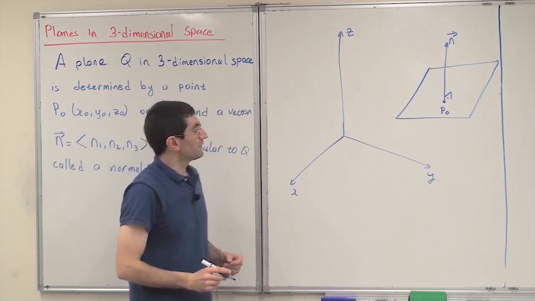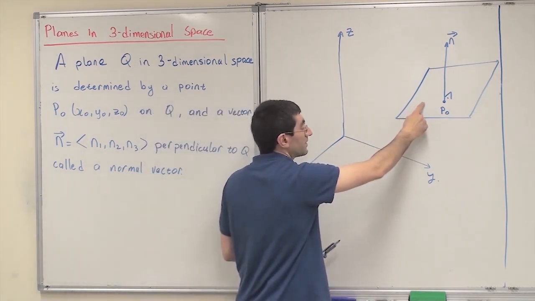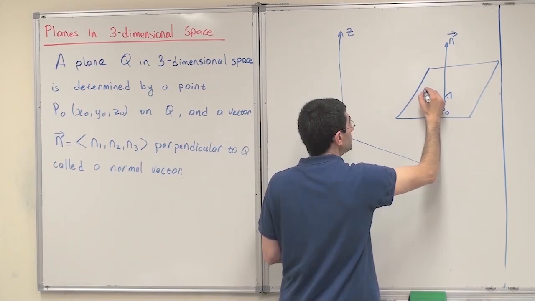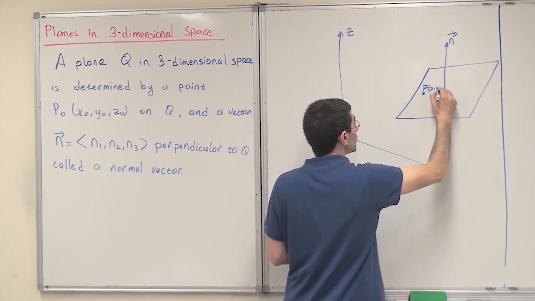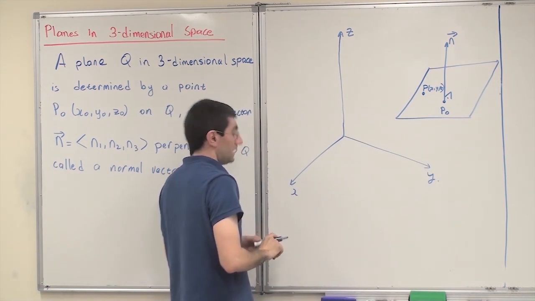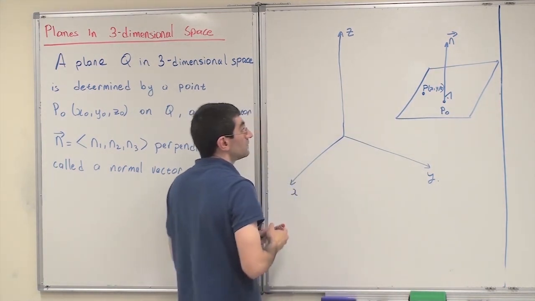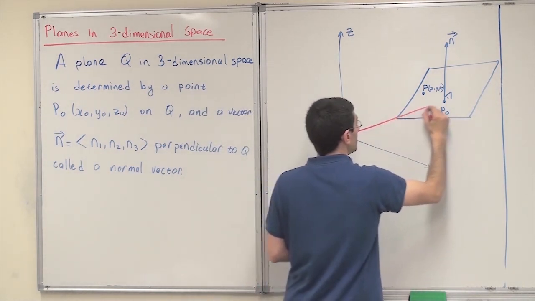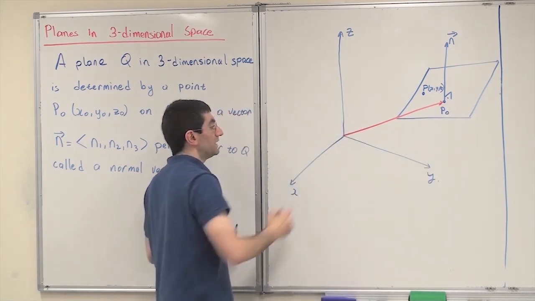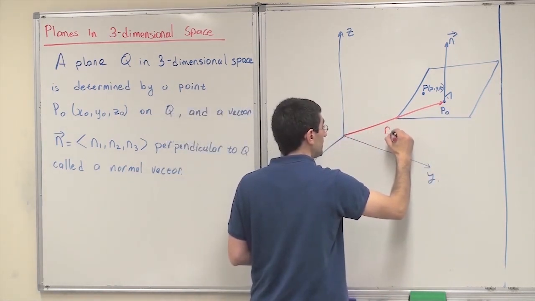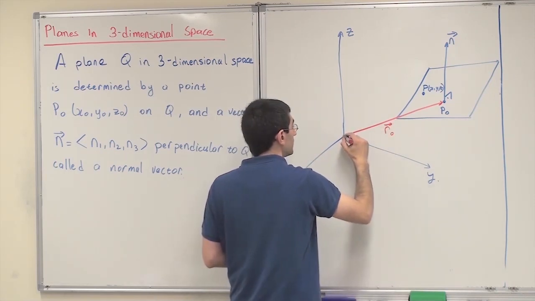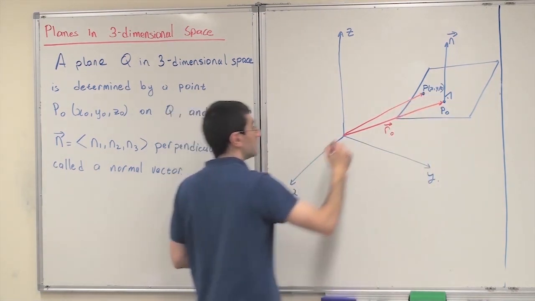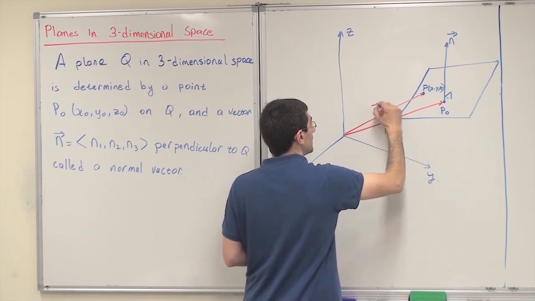Now, finding the equation of a plane means finding an equation which is satisfied by a random point on this plane. So, let's choose randomly a point and call it P, whose coordinates are x, y, and z. To find this equation, we will first create some vectors. I'm going to first connect the point P naught to the origin and obtain the vector R naught. Then I will connect the point P, the random point that I have chosen, to the origin, and I will obtain the vector R.